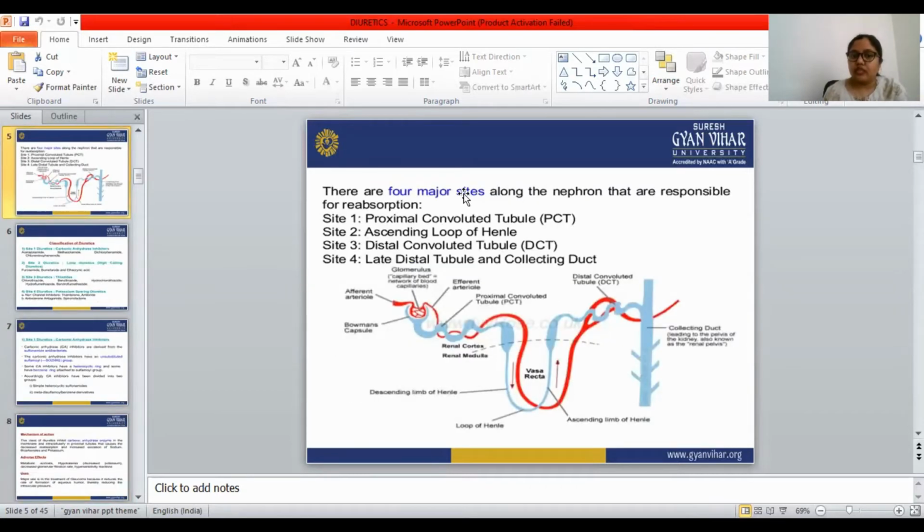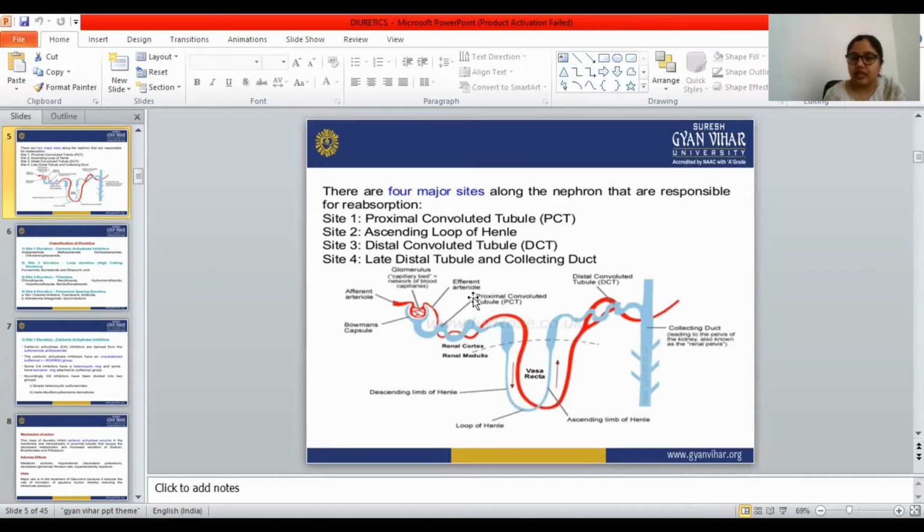There are four major sites along the nephron that are responsible for reabsorption. The first site is the proximal convoluted tubule, that is PCT. Next is the ascending loop of Henle.